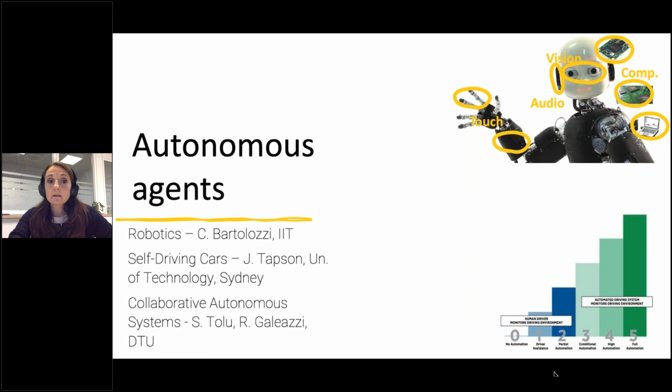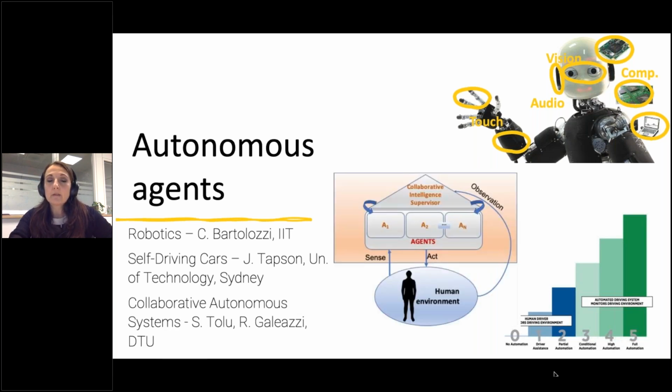Another example is collaborative autonomous systems. Here, basically, you have autonomous agents. They can be robots, but also other types of intelligent agents. They have to collaborate among themselves and with humans.